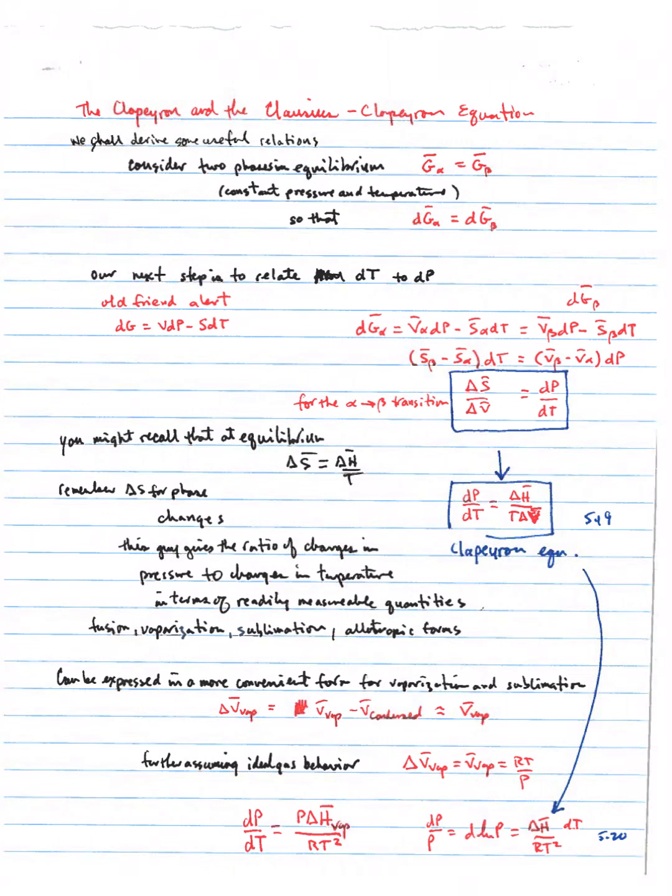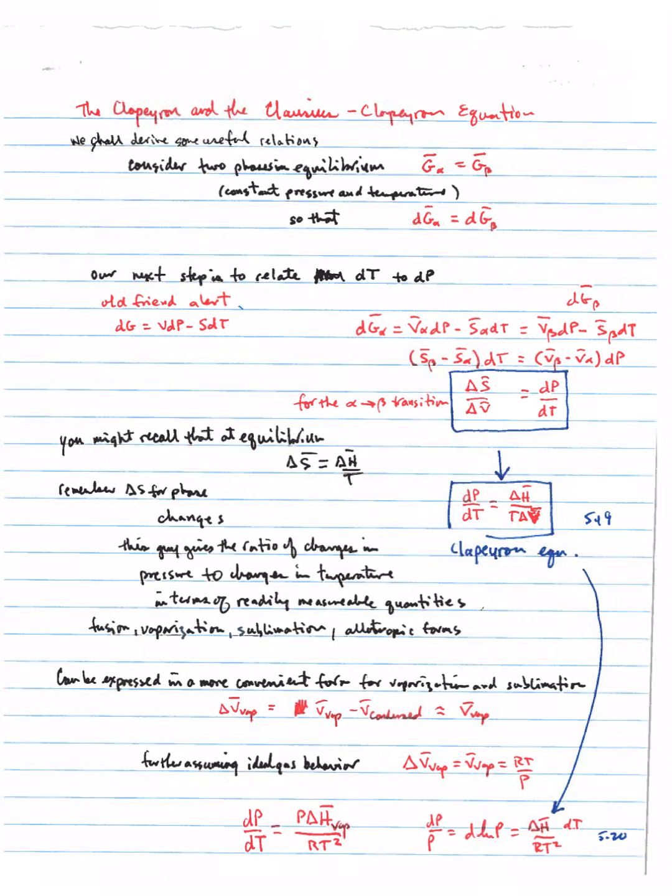So now we have a short section on something called the Clausius-Clapeyron equation. We shall derive some useful relations. Consider two phases in equilibrium, alpha and beta. You could think of them as liquid and solid, or liquid and gas, at constant temperature and pressure. Small changes to one will equate to small changes to the other as long as they're in equilibrium.